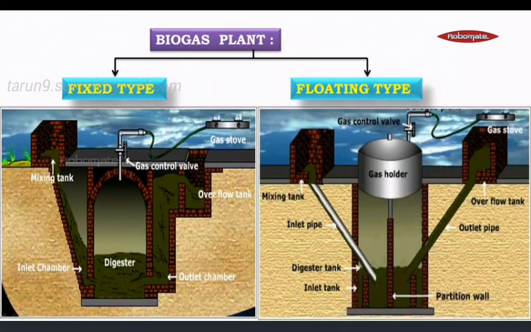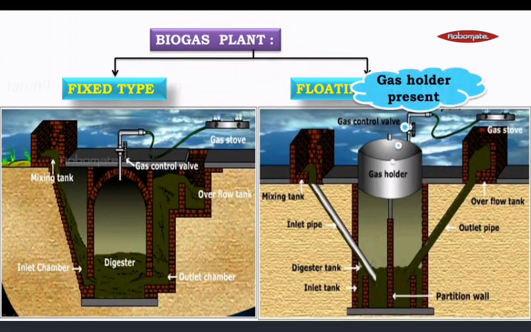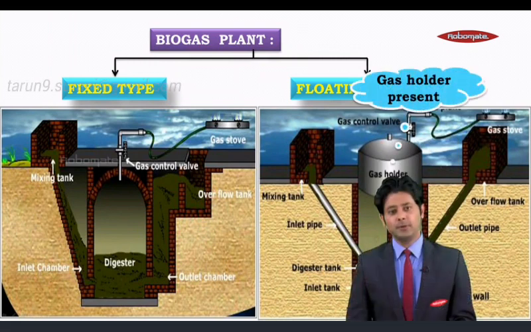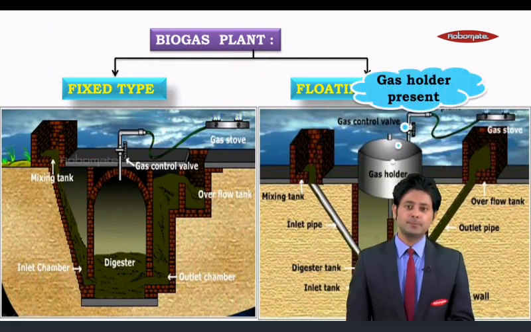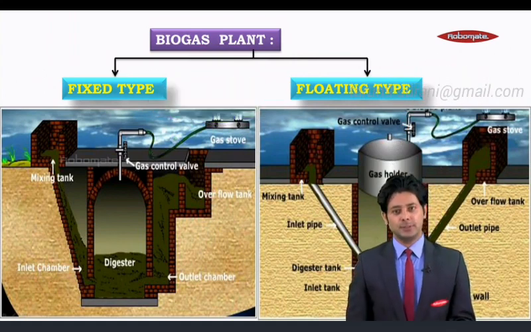So the first, as we can see, both have a mixing tank. Next, both have an inlet chamber. Moving to the next one, we have the digester. Next is the outlet chamber. And further, we have the overflow tank. Now talking about the difference, in case of the floating type, the gas holder is present, whereas in case of the fixed type, the gas holder is absent.